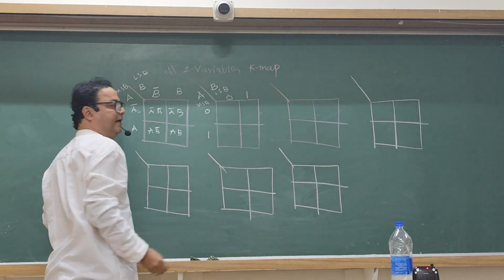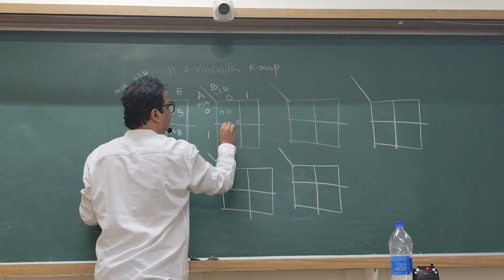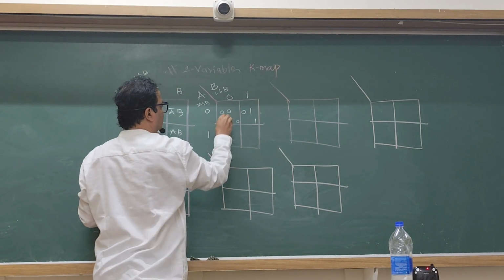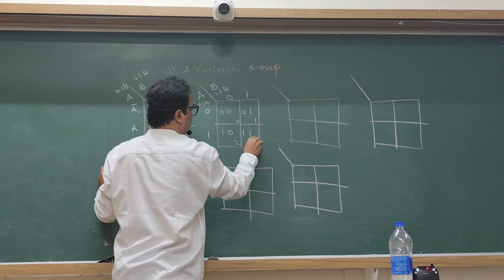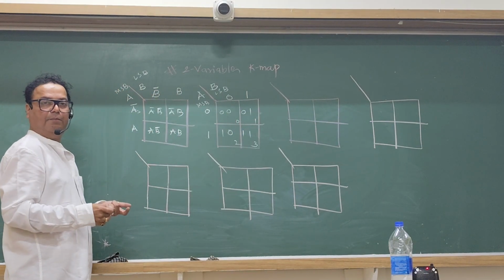So if you write this in binary, this is 0, 0, that is 0 in decimal; 0, 1, that is 1 in decimal; 1, 0, that is 2 in decimal; this is 1, 1, that is 3 in decimal. This is the structure. Now let's take quickly a few examples.